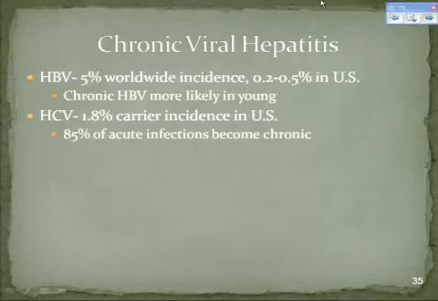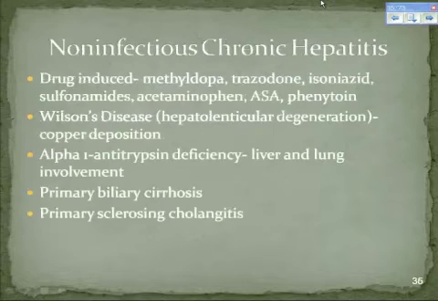85% of acute infections become chronic, and hepatitis C is one of those scary ones because that one has the highest incidence of developing hepatocellular carcinoma.